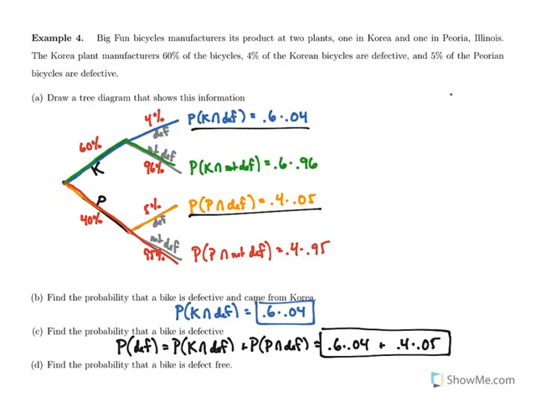And then find the probability that a bike is defect-free. We could add them up in a similar way, or we could use the complement rule. It's going to be 1 minus the probability of defective. So 1 minus that answer.